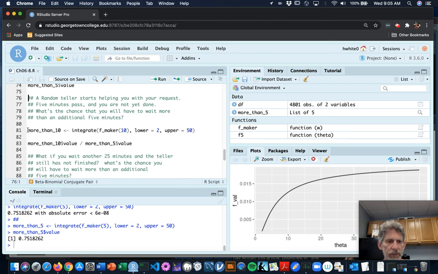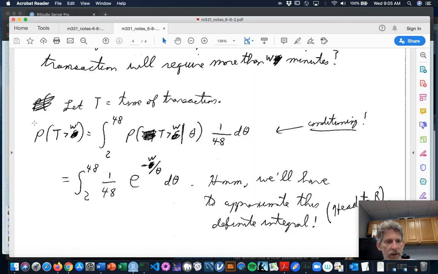Well, let's see. I do know how to find the unconditional chance that you would have to wait more than 10 minutes total. So that's the 5 you've already waited plus another 5. That would be just this integral where the W is a 10. Can we at least find that chance?